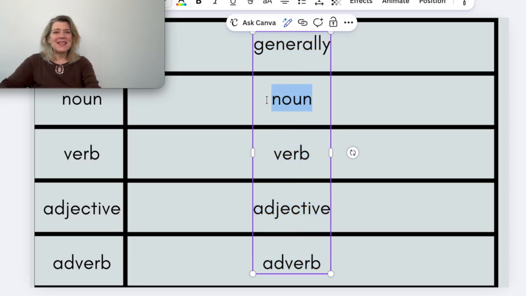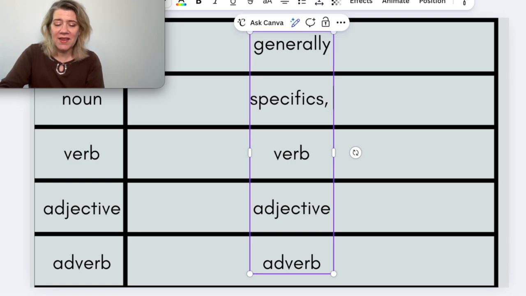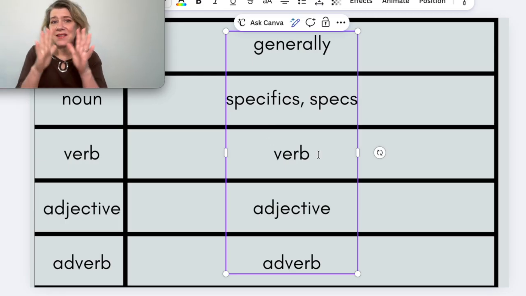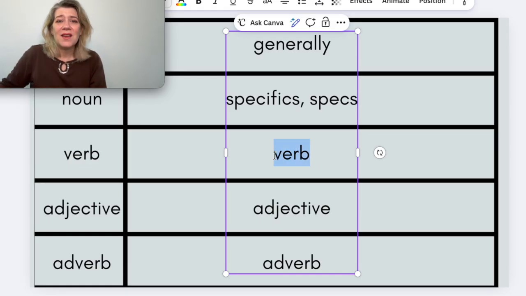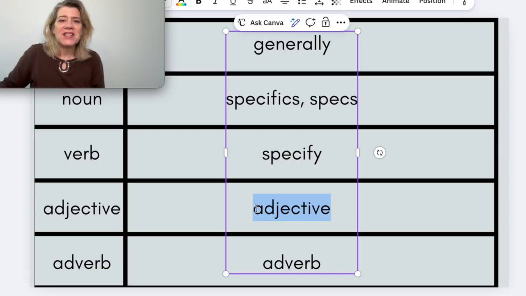The noun is specifics. Specifics. And we shorten that to specs. Specifics mean the details. What are the specs of this operation or this device? That's what are the specifics. The verb is specify. To specify something means to talk about the details. What are you exactly talking about? The adjective is specific and the adverb is specifically.